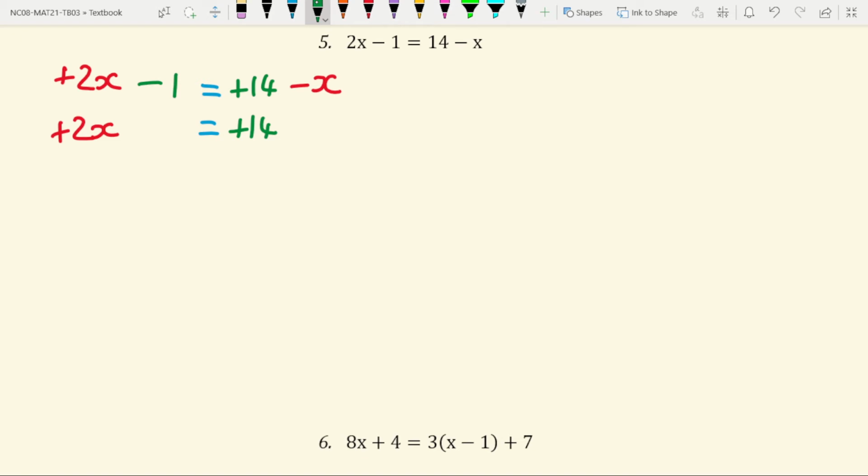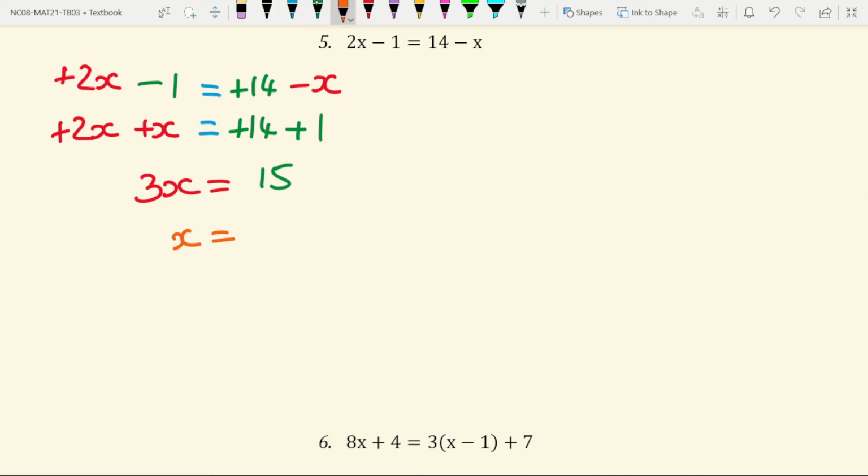Unknown on LHS, known on RHS. I have to transpose the remaining terms, and while transposing I have to change the symbol. Minus 1 will become plus 1, and minus x will become plus x. Plus 2x and plus x are like terms. So plus 2x plus 1x is nothing but 3x. 3x is equal to 14 plus 1, which is nothing but 15. So we have to obtain x.